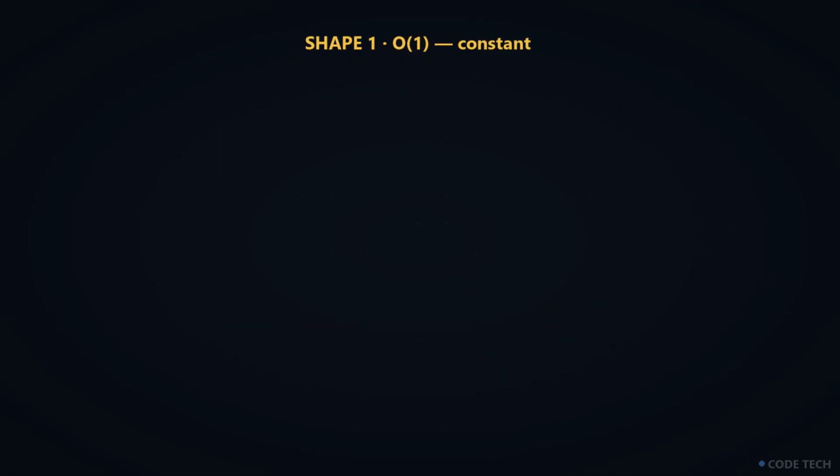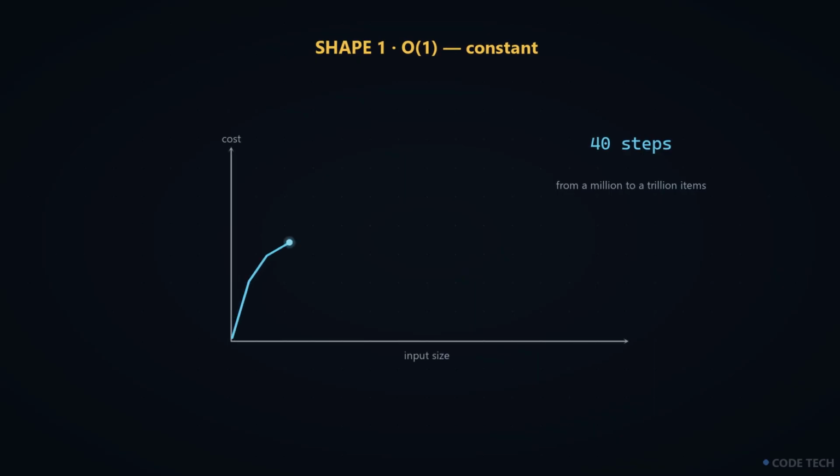Second, logarithmic time. O of log n, the shape of halving. Every step cuts the remaining problem in half. The cost barely rises as the input explodes. Doubling your data adds one step. 1,000,000 items, 20 steps. 1,000,000,000, 30. 1,000,000,000,000, 40. This curve is why search engines feel instant.